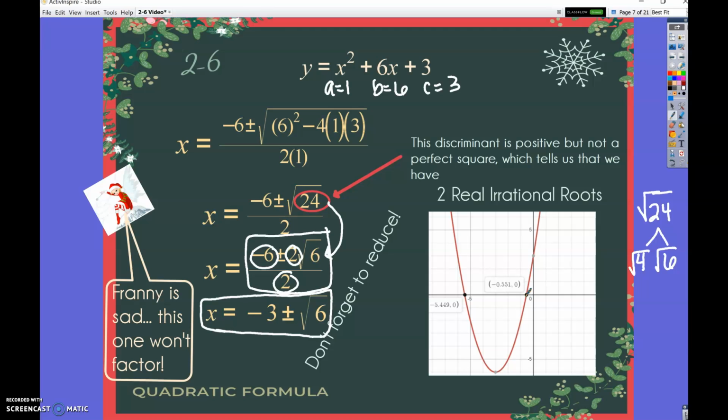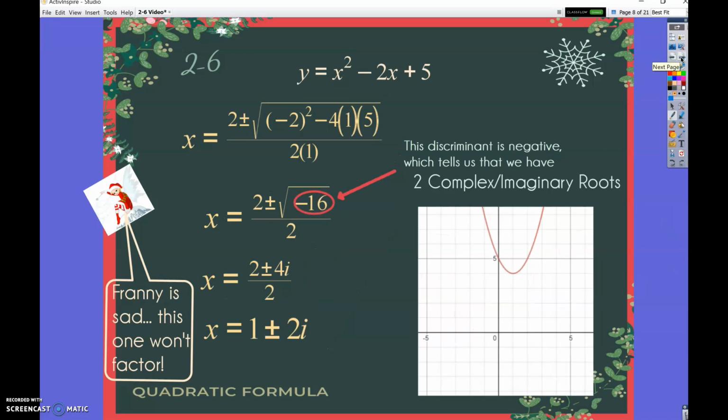Note how sad Franny is. She was unable to factor this one, and that's because that discriminant was not a perfect square root. She now realizes, while factoring is important, it can't solve all the quadratic equations. That's why we must have the quadratic formula.